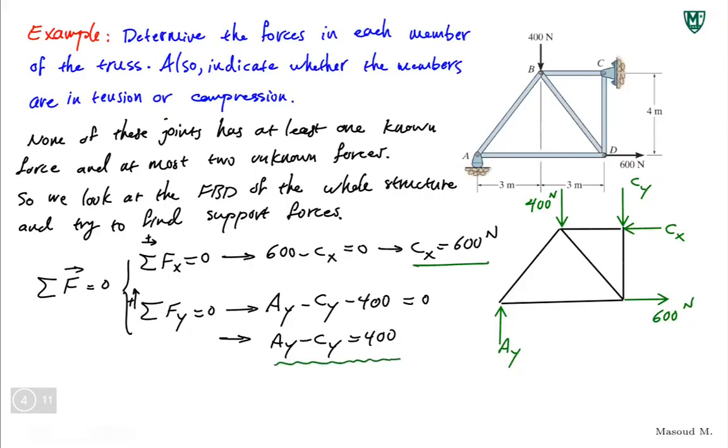Now we have one equation, two unknowns. What are we going to do next? How can we find Ay and Cy? We use moment, right? So we use moment, summation of moments. Which point do I have to find the moment about?